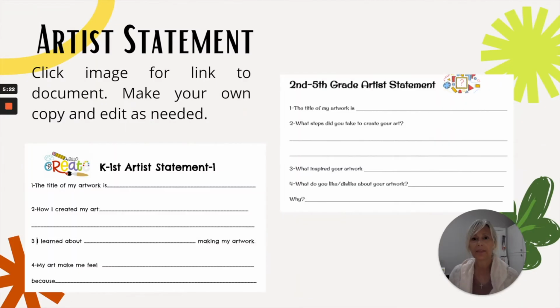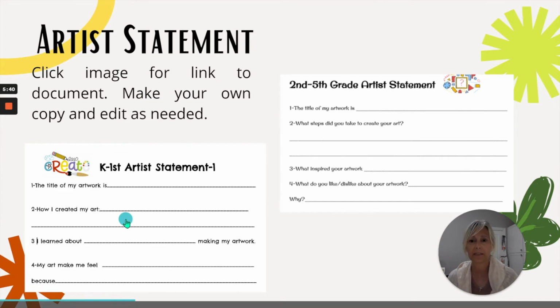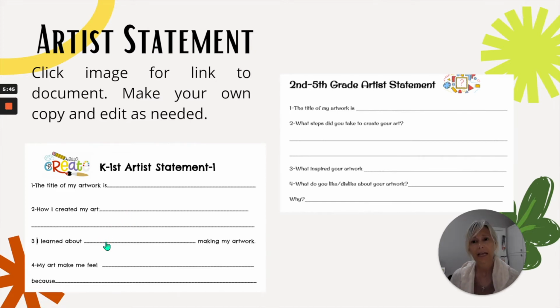What I've included on this page are a couple of artist statements that you can use in the classroom. I've divided them into K through 1 and 2nd through 5th grade. At the end of the presentation, if you click on the PowerPoint, there is a link associated with these that will take you to the Google document, and you can edit it. You'll just have to make your own copy and edit as needed, and then change the verbiage however it works. I've created this document to fit so there's 2 up on a page.